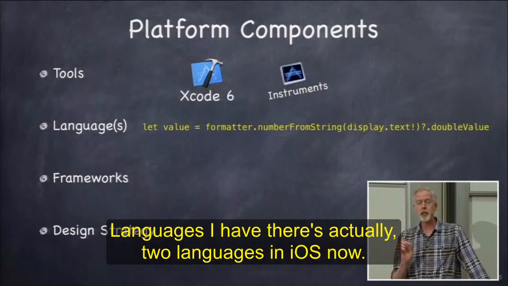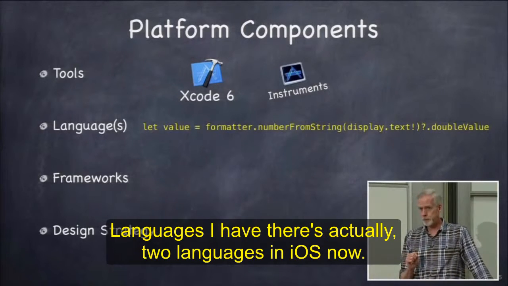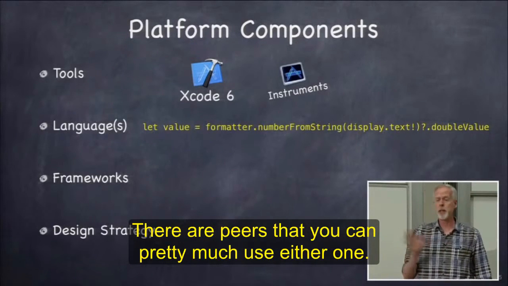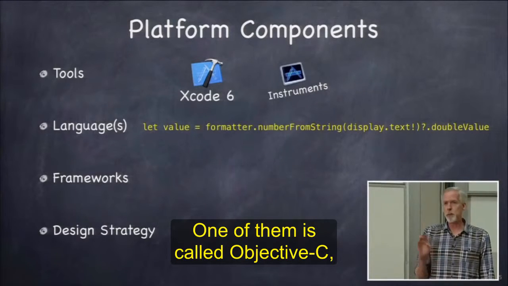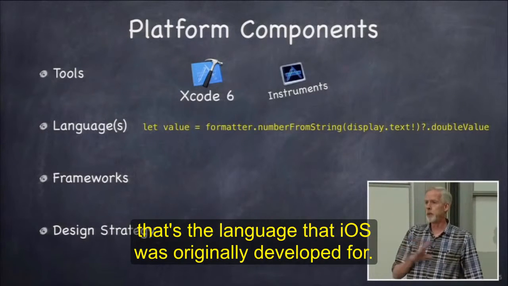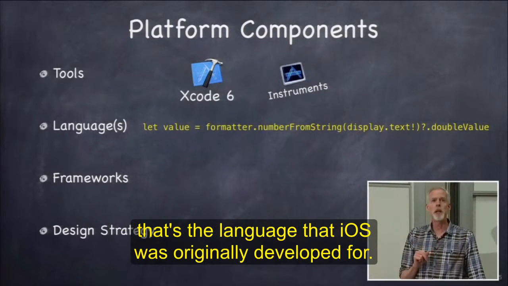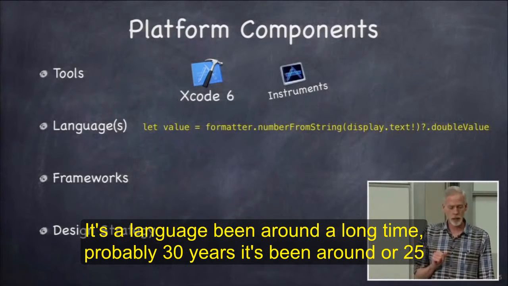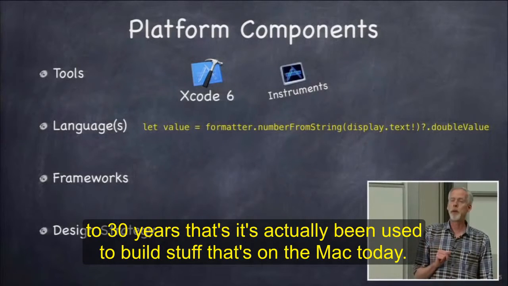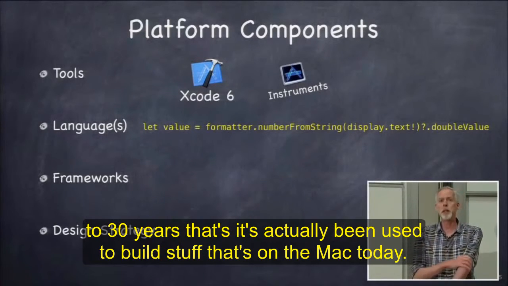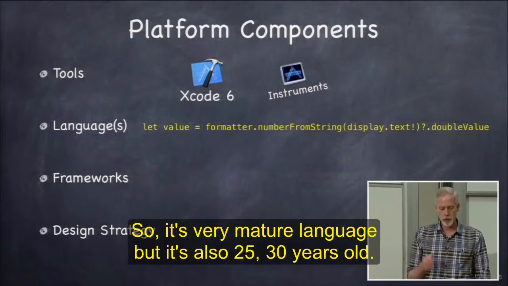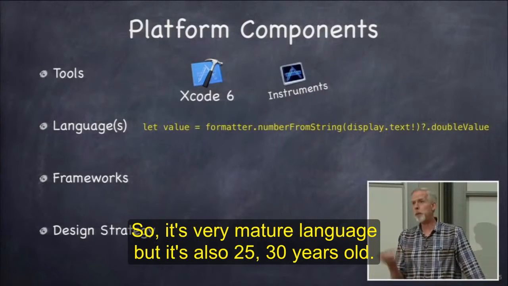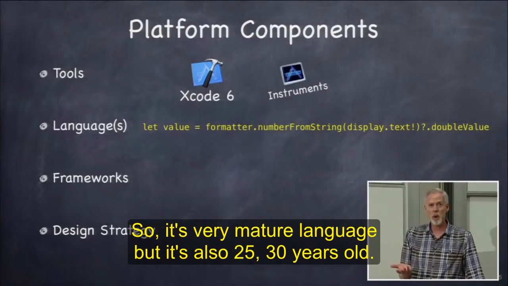Languages: there's actually 2 languages in iOS now. They are peers. You can pretty much use either one. One of them is called Objective-C. That's the language that iOS was originally developed for. It's a language that's been around a long time, probably 30 years, or 25 to 30 years that it's actually been used to build stuff that's on the Mac today. So it's a very mature language, but it is also 25, 30 years old.